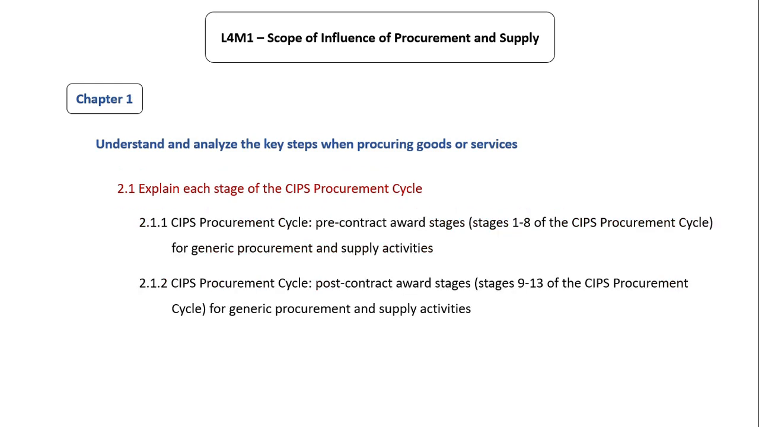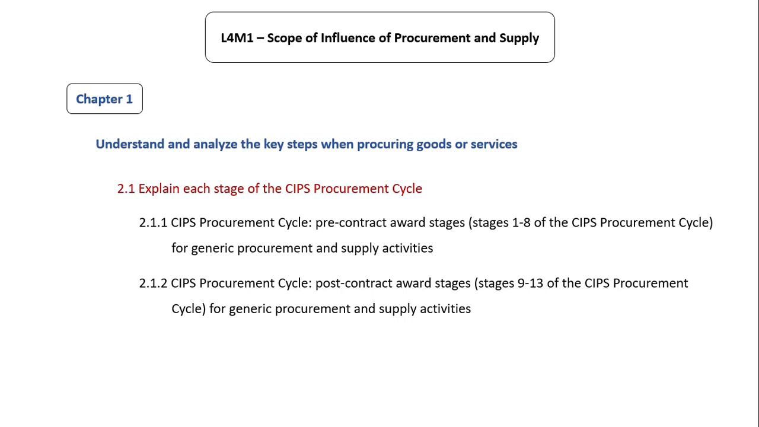Topic 1. 2.1 Explain each stage of the CIPS procurement cycle. Consists of 2 points. 2.1.1 CIPS procurement cycle. Pre-contract award stages, stages 1 to 8 of the CIPS procurement cycle for generic procurement and supply activities. 2.1.2 CIPS procurement cycle. Post-contract award stages, stages 9 to 13 of the CIPS procurement cycle for generic procurement and supply activities.